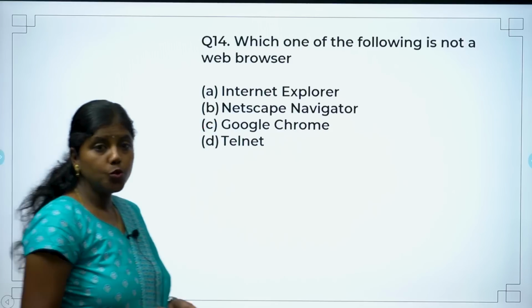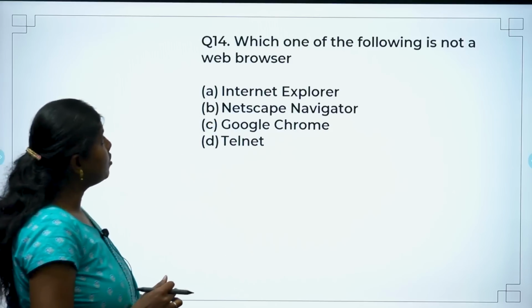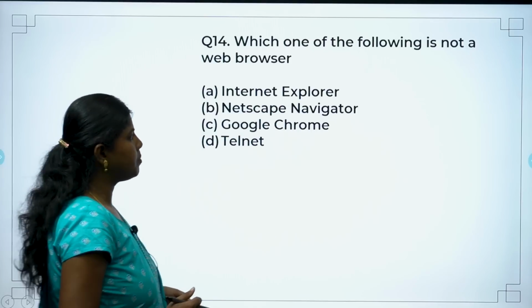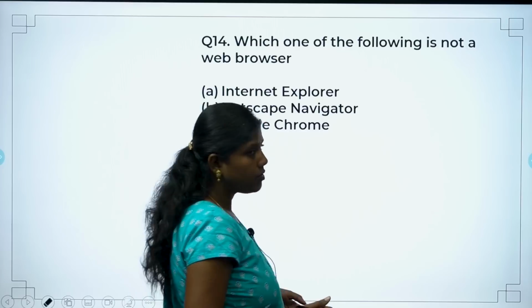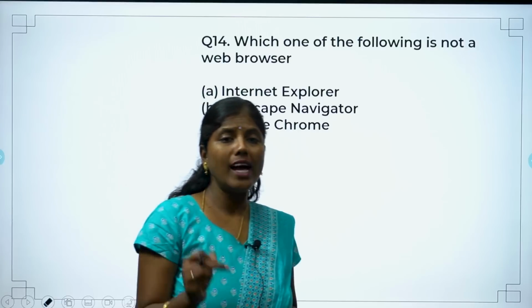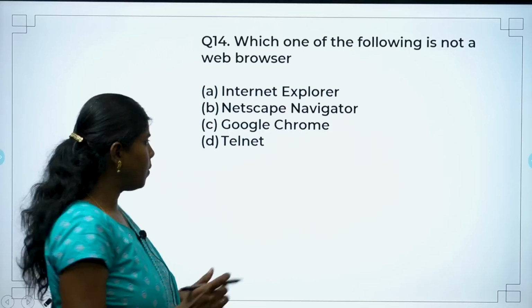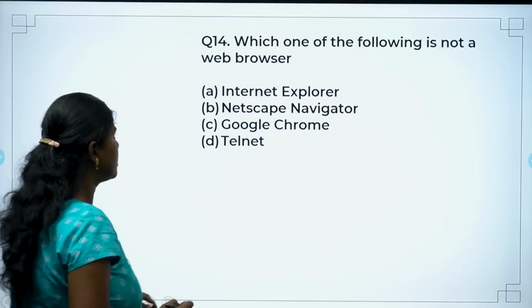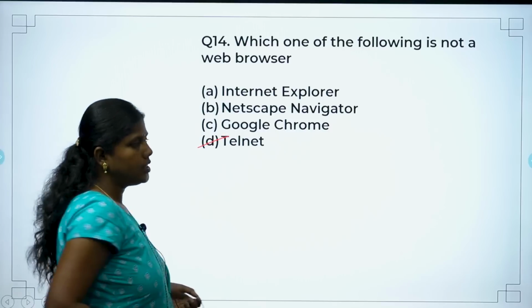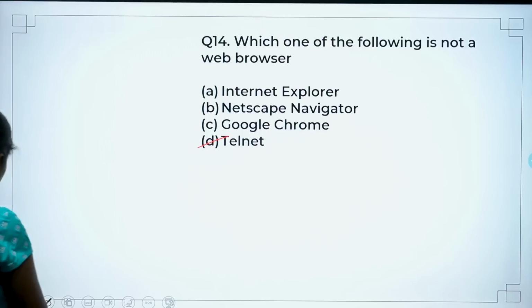Which one of the following is not a web browser? Internet Explorer is a web browser. Netscape Navigator is a web browser. Google Chrome is a web browser. Telnet is not a web browser. It's a protocol that is used to access a remote computer. So Telnet is the answer for this question. We'll go to the 15th question.